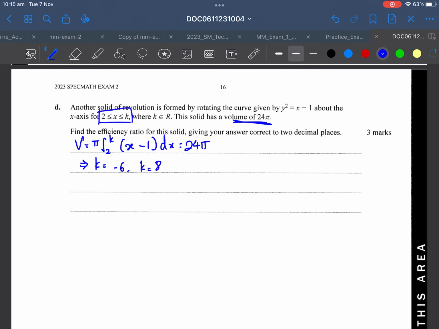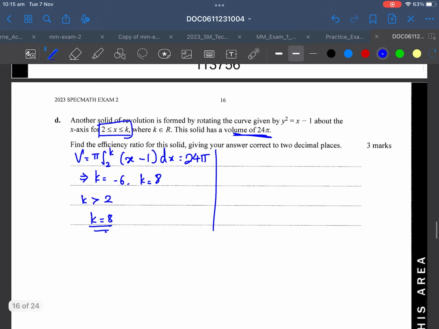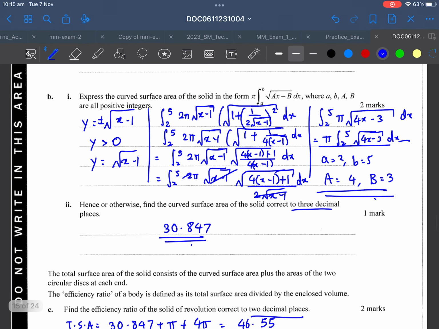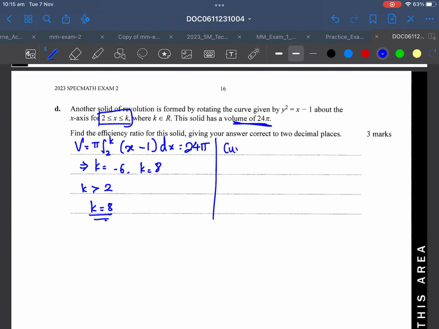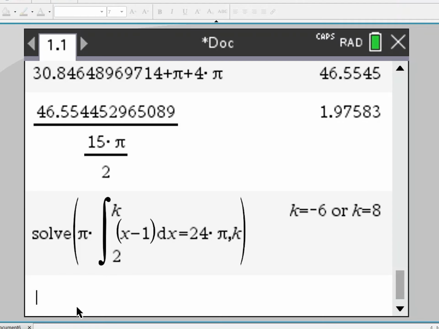Now k cannot be minus 6 because, look at the domain, it just cannot be minus 6. So k has to be greater than 2, so k equals 8. And now we can use the same integral that we found over here to calculate the surface area of the curved surface. So curved surface area equals the integral from 2 to 8 of pi times this integral 4x minus 3 dx, because the curve is the same. So we can do that.